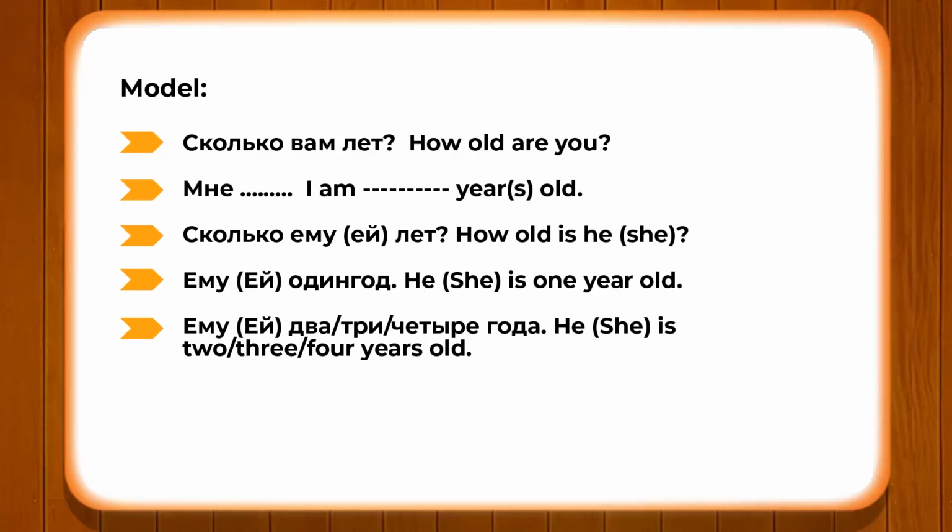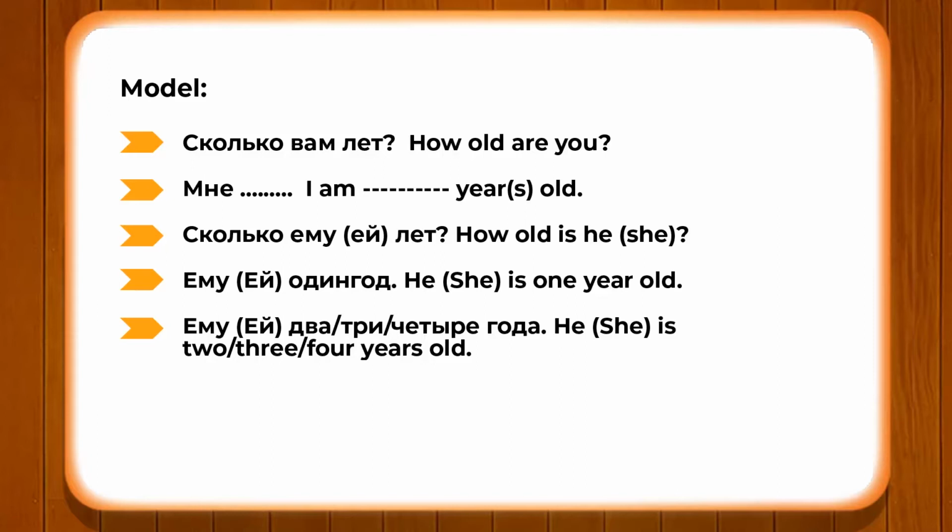Imu 1 god. Imu 21 god. Imu 31 god. Imu 41 god. Depending upon the number you wish. And for ye, we have to use ye, but the rest of the sentence would remain the same. Ye 33 goda, ye 21 god, and like that. So, imu or ye, we can use 2, 3, 4 goda.